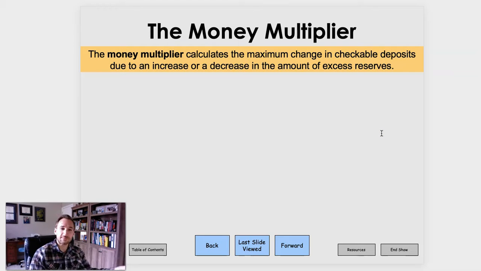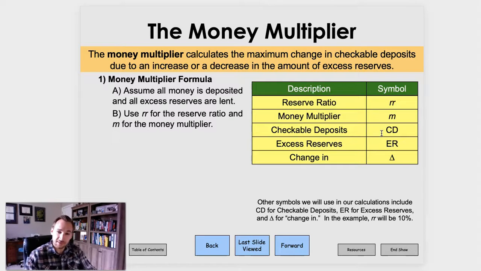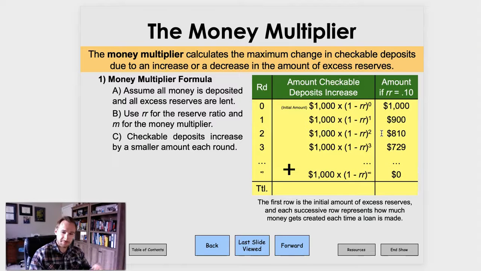We calculate this by doing the money multiplier. The money multiplier assumes that all money is kind of reinvested. This is an exaggeration, but for practical purposes in economics, we pretend that all of it works. Here are some of the symbols you'll want to know for the practice exercise. More to come on this.